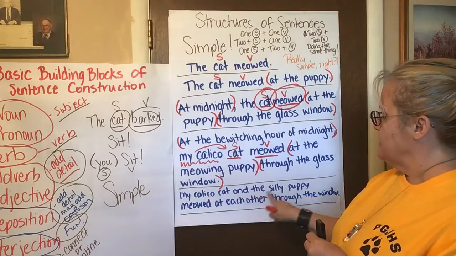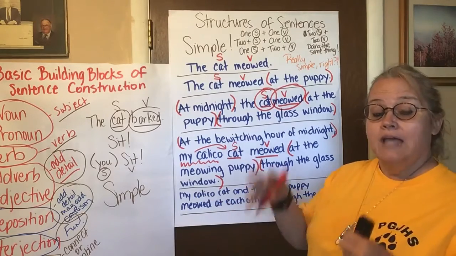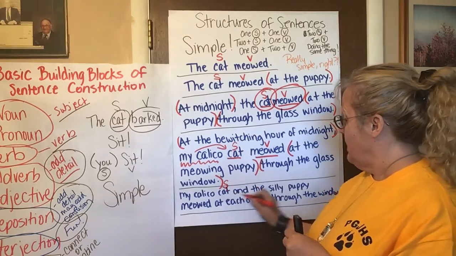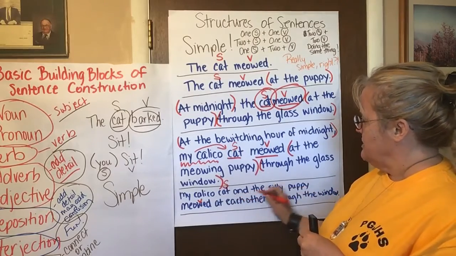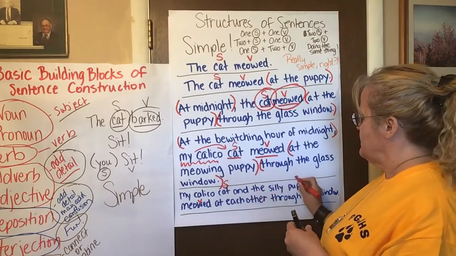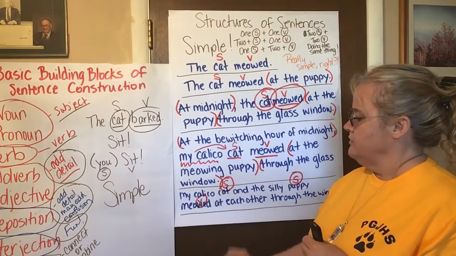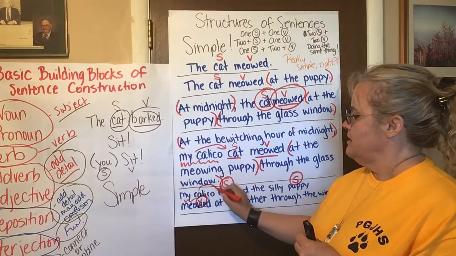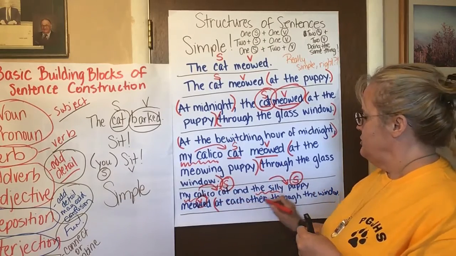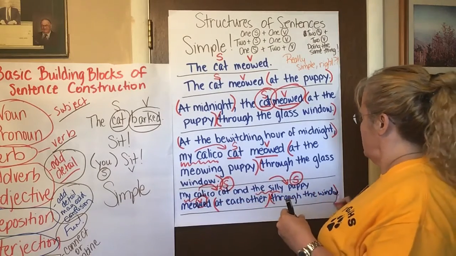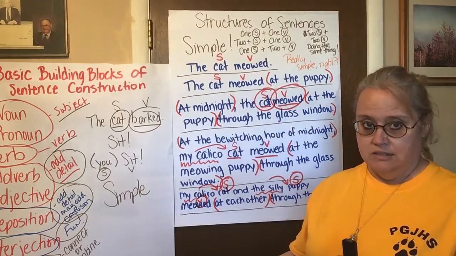My calico cat and the silly puppy meowed at each other through the window. Okay. I know cat meowed is the same subject, right? Cat meowed. But I've got this puppy over here. Now, is the puppy meowing? Yes. So this is my second subject. So cat, puppy, meowed. This all just describes the cat. This all describes the puppy. At each other. Through the window, two prepositional phrases. I have two subjects, one verb, still a simple sentence. Okay?